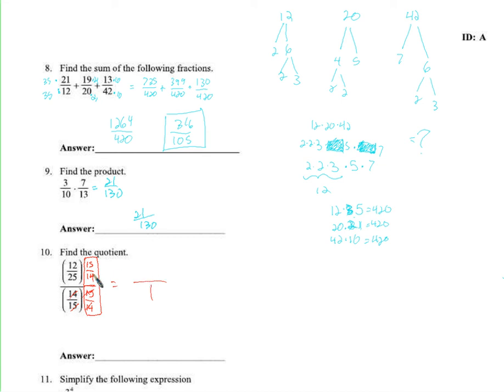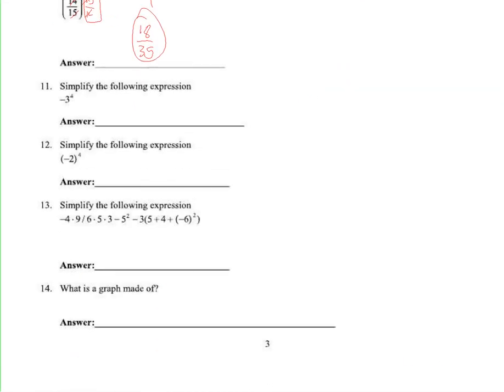Okay. But 14 and 12, they have a common factor of 2. So this is 6. This is 7. Common factor of 5. This is 5. This is 3. I can do this much easier. So I get 18 over 35. And so the answer is 18 over 35.